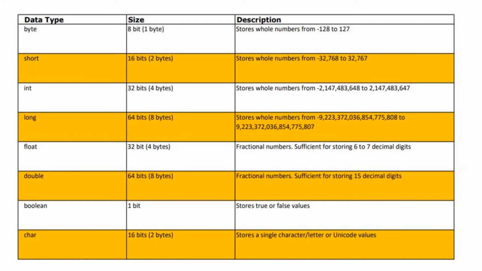Then coming to float variables, it has a precision of 6 to 7 decimal points and needs a size of 4 bytes, that is 32 bits. The double needs 64 bits and can store up to a precision of 15 decimal digits, while boolean is just 1 bit and stores only two values, true or false. The char at last is 2 bytes, that is 16 bits, and stores Unicode characters within 16 bits.